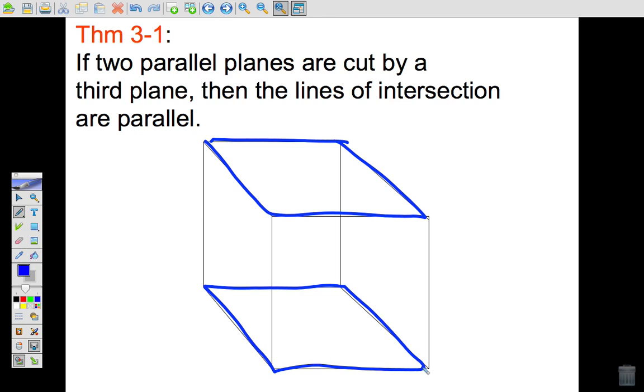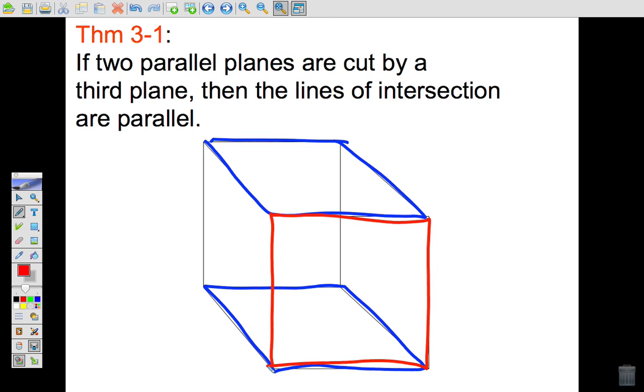where you have parallel planes. So if two parallel planes are cut by a third plane, meaning that a third side is going to touch those two planes. So maybe it's the front. Notice the front would touch both those planes.